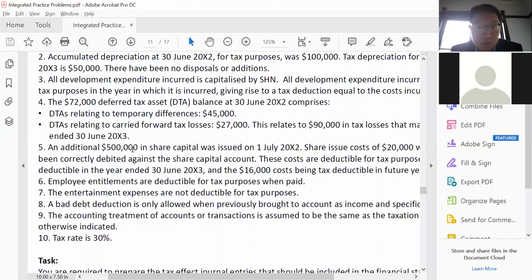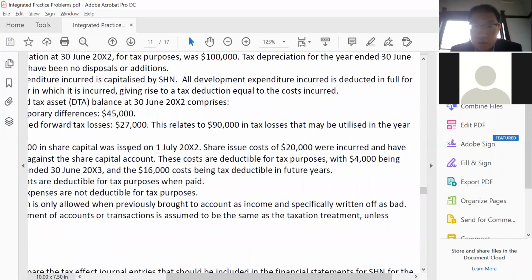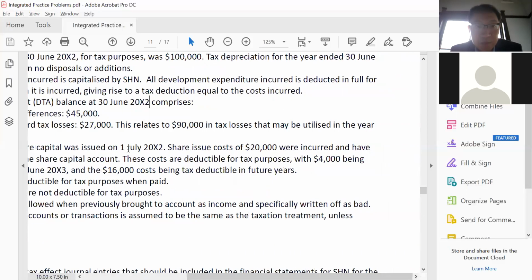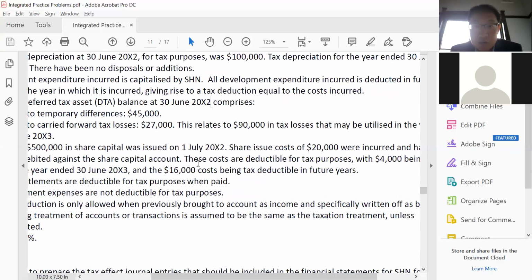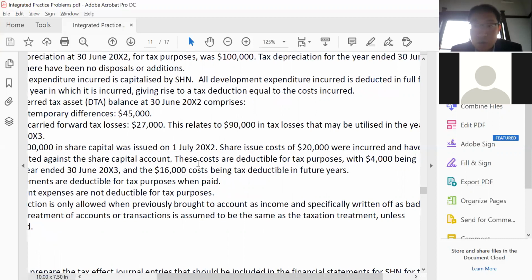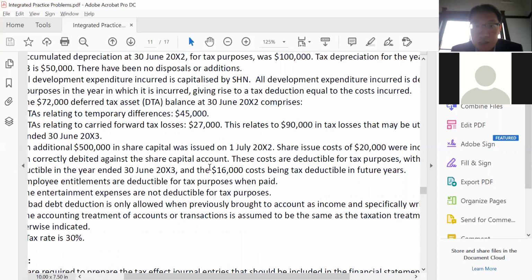We also have been told that 500,000 in share capital was issued on the 1st of July. Share issuance costs of 20,000 were incurred, okay, and have been debited against the share capital account. Now, these costs are deductible for tax purposes, with 4,000 being deductible in the year ending 30 June X3, which is our current year, and 16,000 will be deductible in future years.